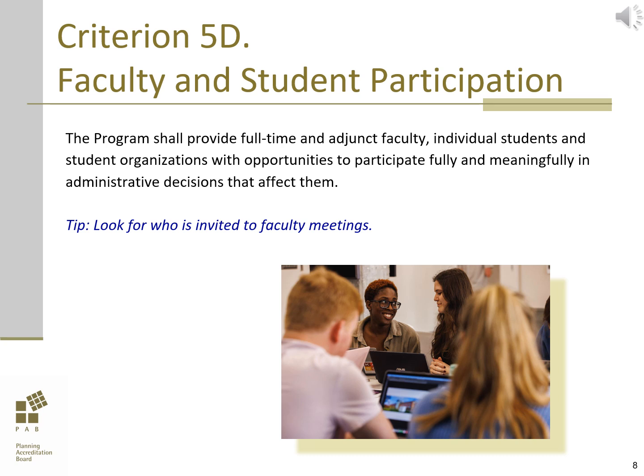Irregular faculty meetings with little notice of issue to be addressed and lack of participation by students, alumni, adjunct faculty in particular activities, such as strategic planning, could indicate potential challenges to meeting this criterion. Tip: look for who is invited to faculty meetings.